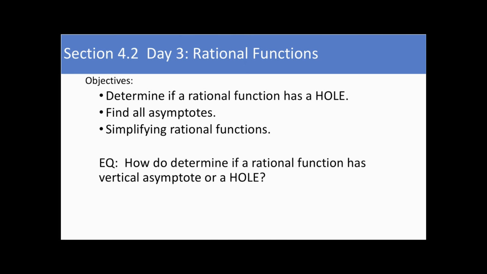Hello, this is lesson day 3 of rational functions, section 4.2. In our previous lessons, we had talked about asymptotes: vertical, horizontal, and oblique. Today, we're going to talk about a special case where it is not a vertical asymptote, but it is a hole. They can be confusing between the two, so really make sure you understand it before the end of this lesson.